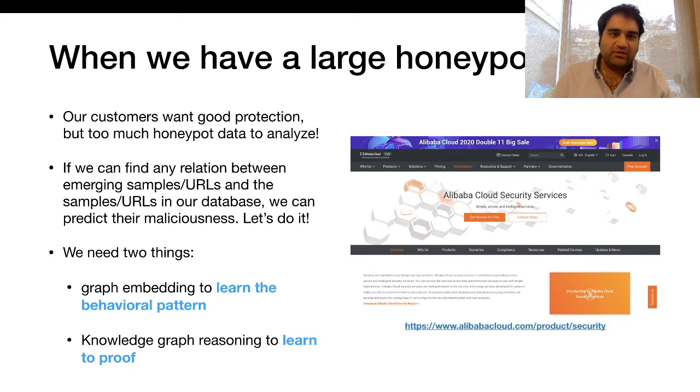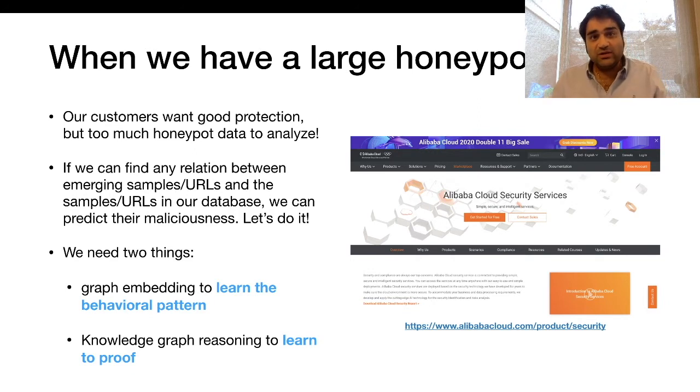To this end, we need two things. First, we need a tool to learn the behavioral patterns, so we can detect the patterns in the emerging URLs and also detect the patterns of the URLs we already have in our database. This can be done by a graph embedding algorithm.